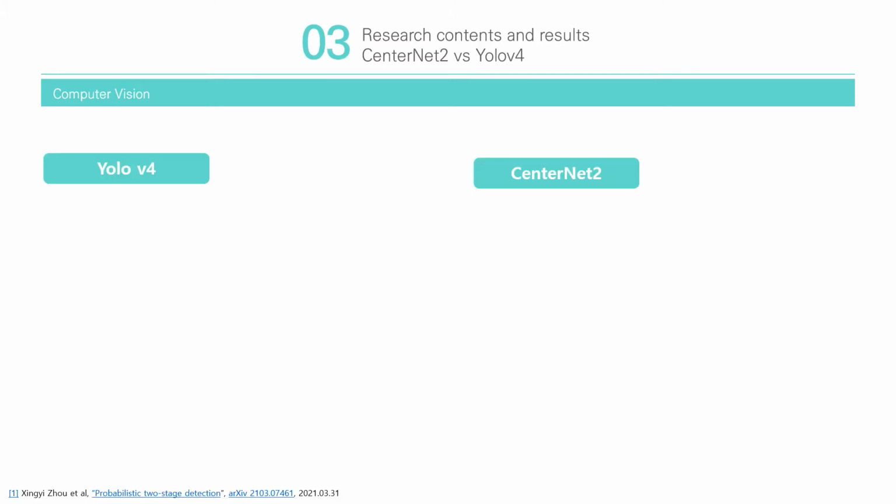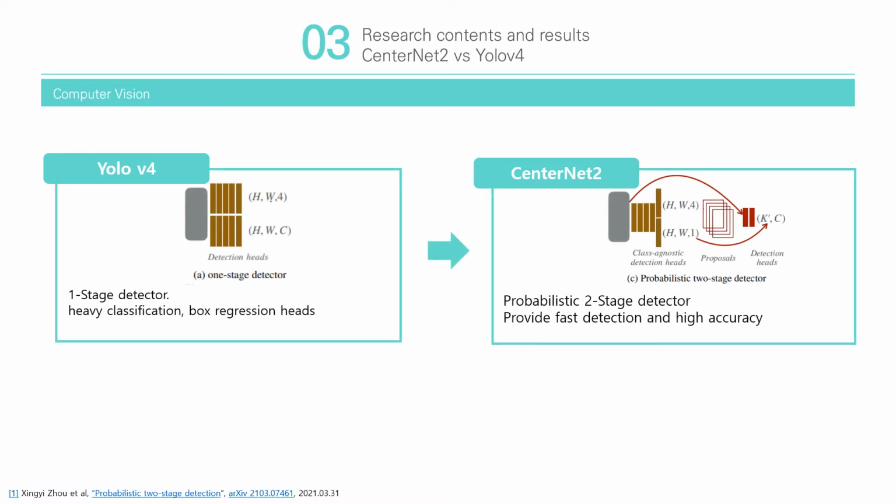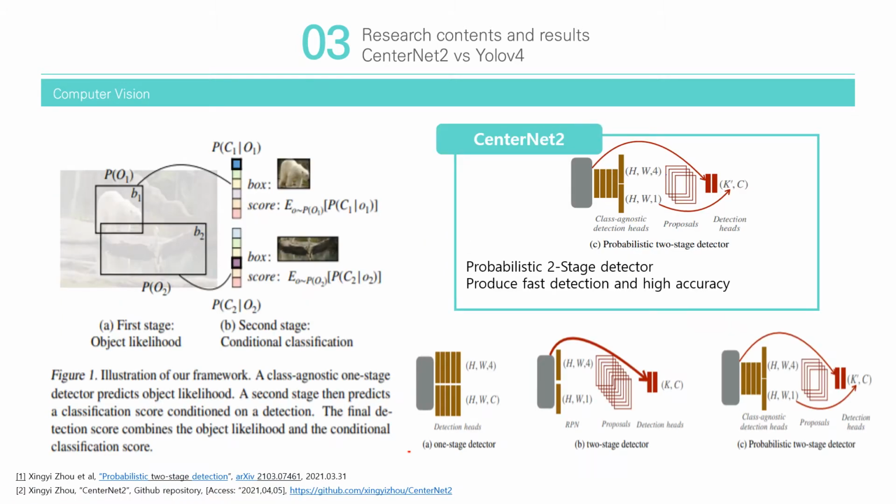The existing YOLOv4 is a one-stage detector method. It has a heavy classification and box regression head, but CenterNet2 uses a probabilistic two-stage detector method. It can provide increased accuracy and speed with probabilistic two-stage detection. This is how CenterNet2 works. Step 1. Find the probability of the object. Step 2. Conditional probability classification.